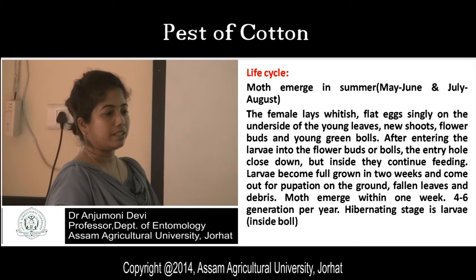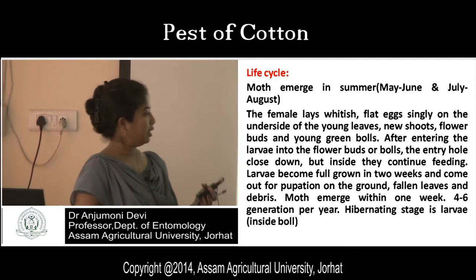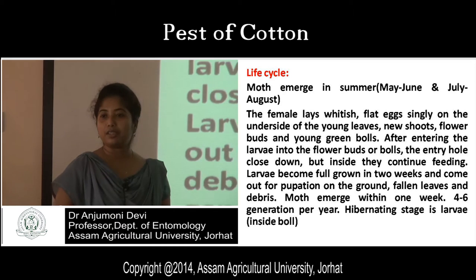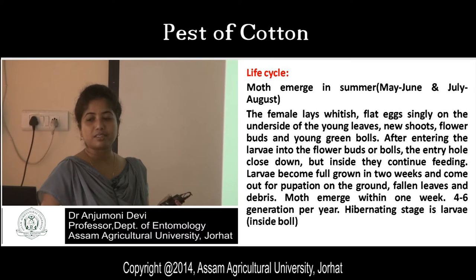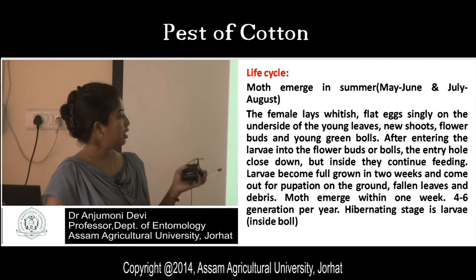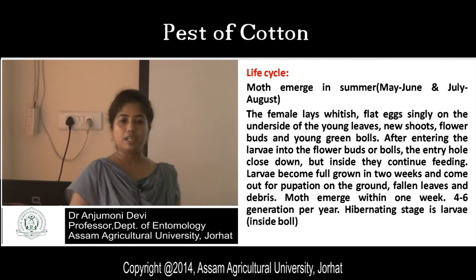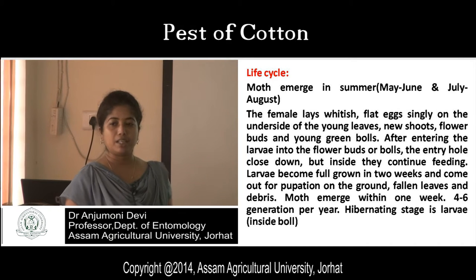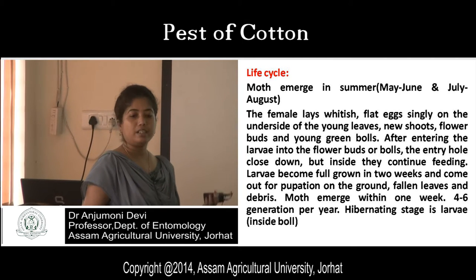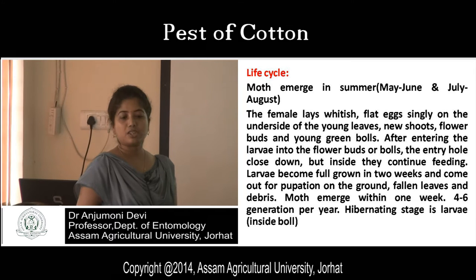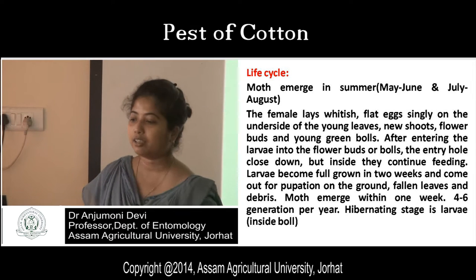There are some overlapping generations per year. In the winter season, the larvae go for hibernation. That means the restricted growth period of the insect is the larval stage, and this hibernation occurs inside the boll, not in the ground. Then when the winter season is over, these larvae go for pupation in soil, and from the pupa, again in June-July, the adults come out.